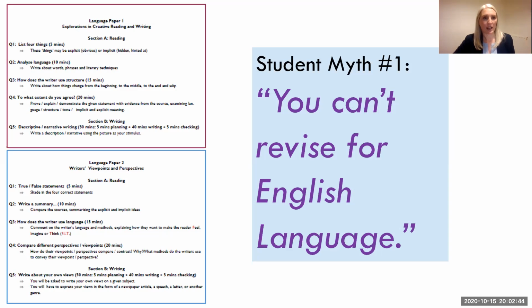So yes, question 1 is list 4 things. Question 2 is about analysing language. Question 3 is analysing the writer's use of structure. Question 4 is an evaluative question where students are provided with a statement and they have to explain to what extent they agree with that statement. And then section B is a writing section.